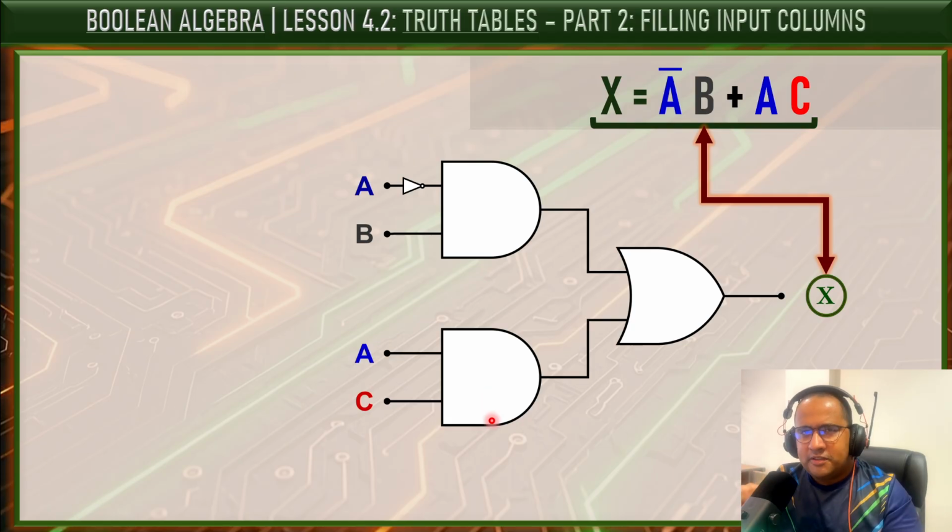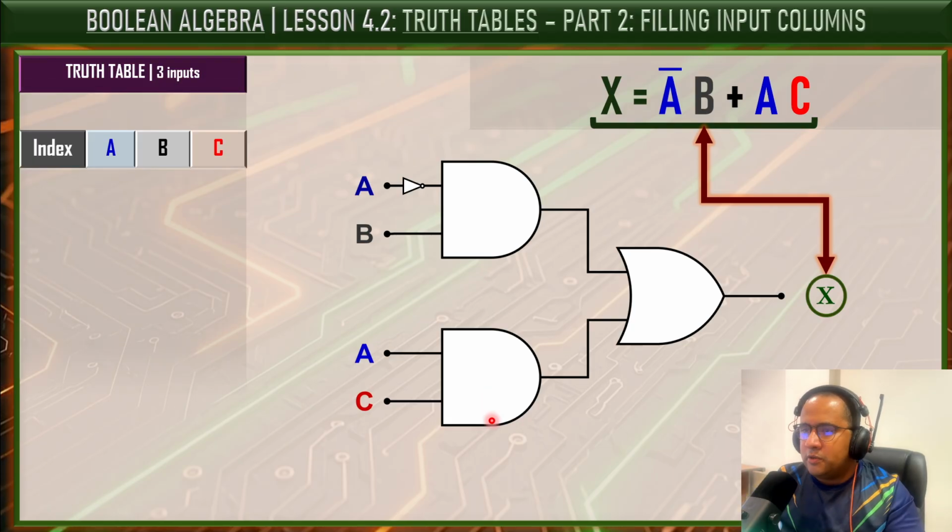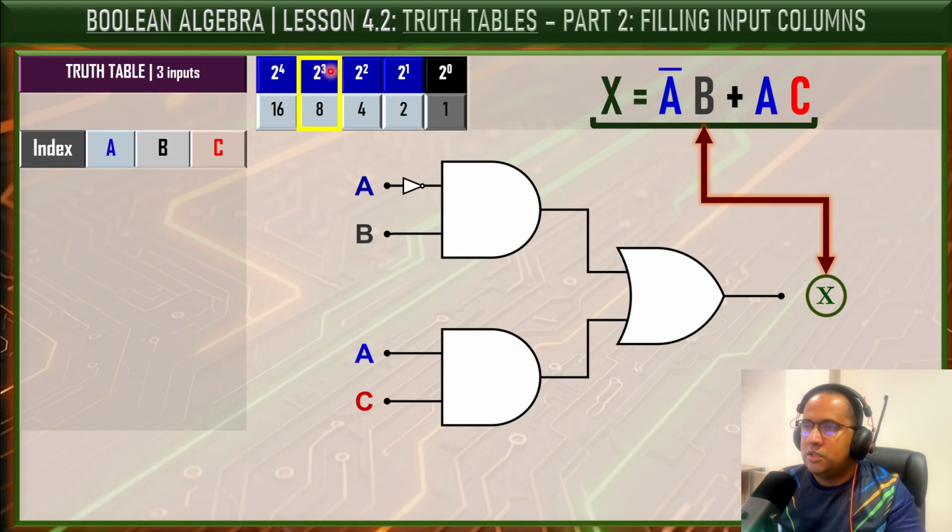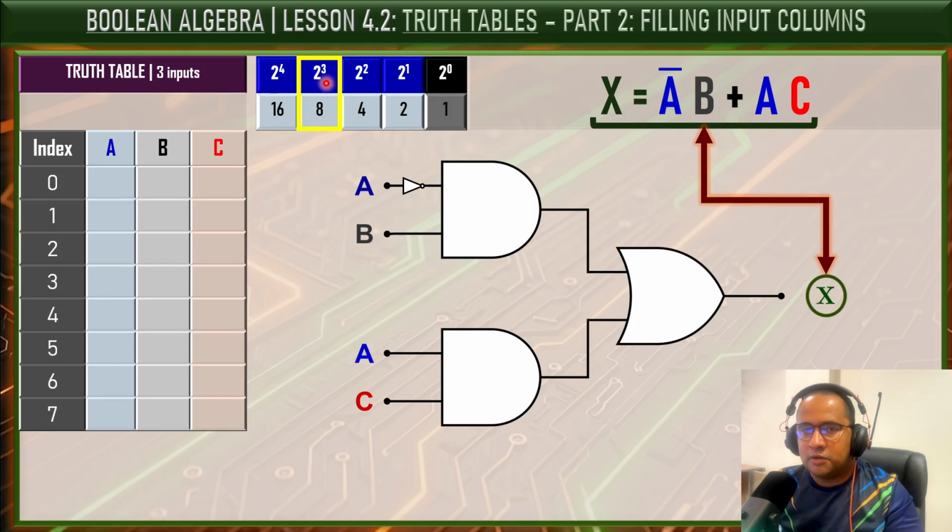Now, before determining the output values, we first need to generate all possible input combinations. Since we have three input variables, we calculate 2 to the power of 3, which gives us 8. So this truth table will contain 8 rows, that is 8 input combinations.